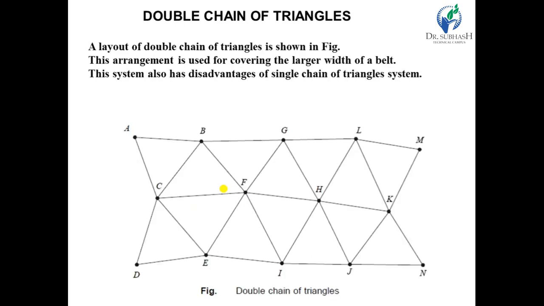Now the layout of a double chain triangle is shown in the figure. This arrangement is used for covering a large width of belt. This system also has the disadvantages of the single chain triangle system. The double chain triangle should consist of two baselines.